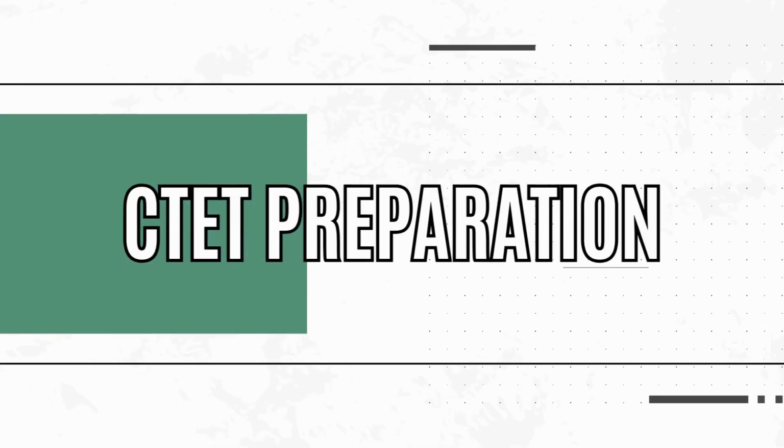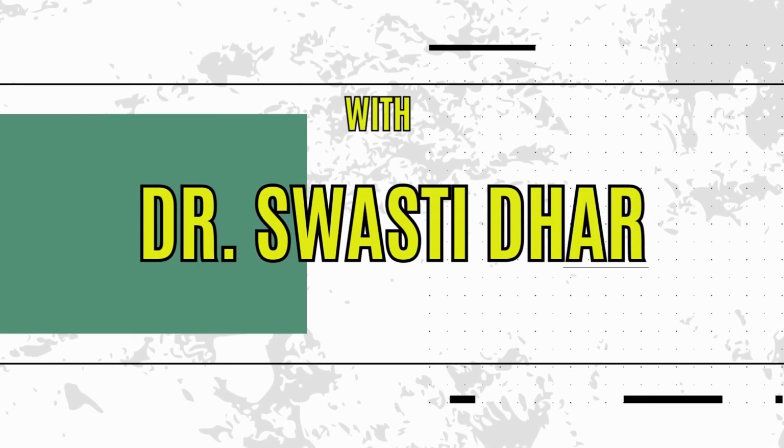What are primary and secondary sources in history, and how do we answer CTET questions based on this topic? Let's dig in. This is a question which is asked in the Pedagogy section of Paper 2 Social Science.